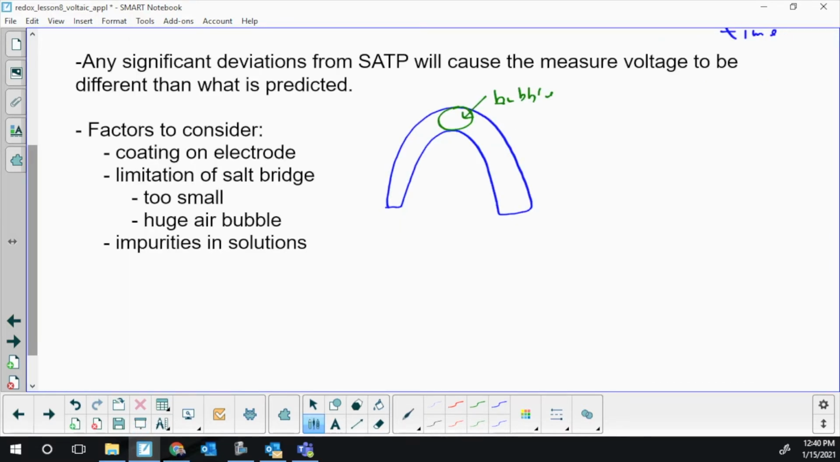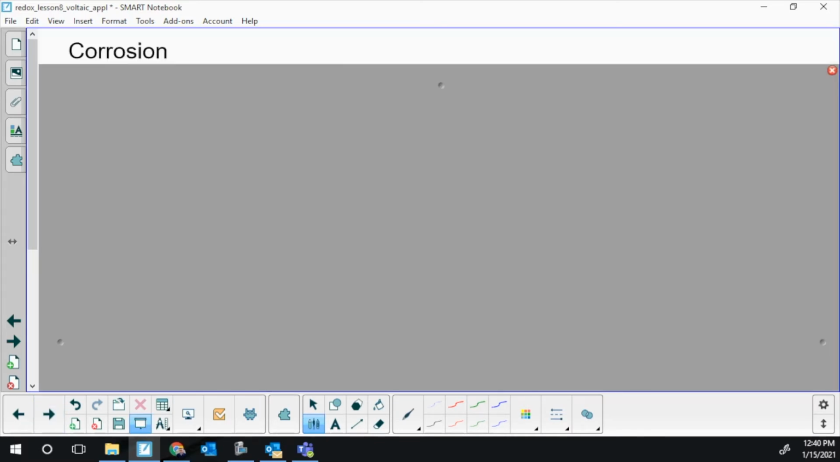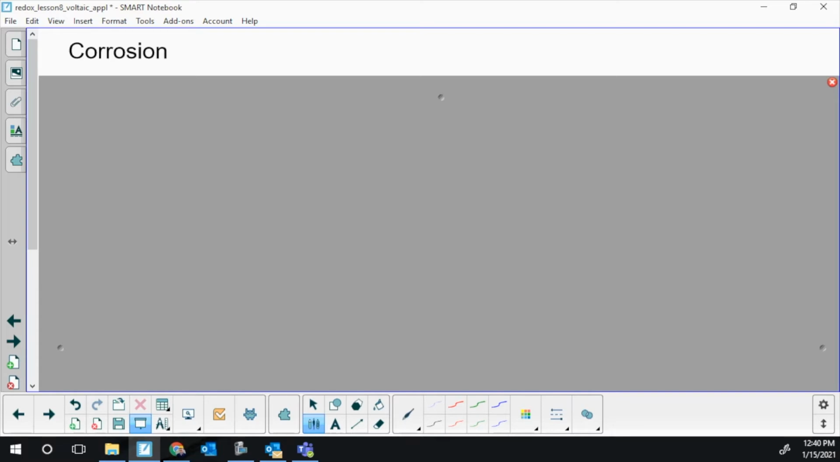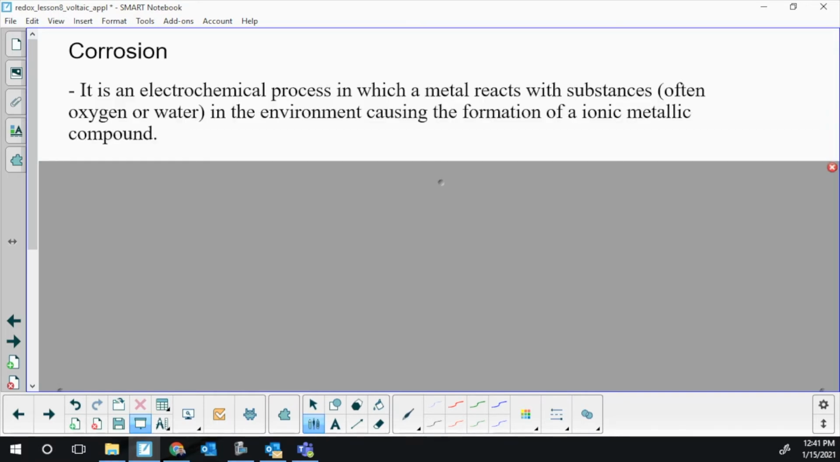Last bit, we're going to talk about more of the outside cells. We talked about voltaic cells in this slide and some issues with those cells. Now we're going to fully leave voltaic cells and talk about spontaneous reactions. And this course really focuses on corrosion, rusting. Rusting is a spontaneous redox process. So corrosion is when a metal reacts with anything in the environment that causes a spontaneous reaction and makes the ionic form, which you don't want.